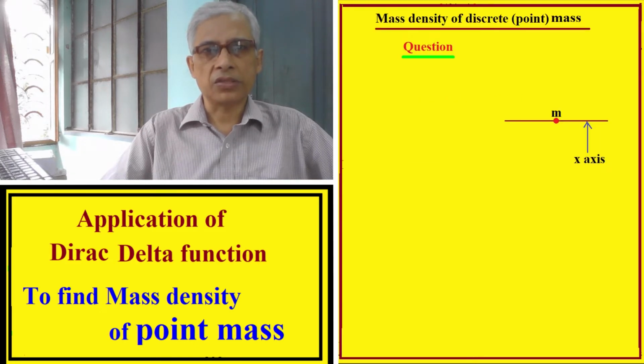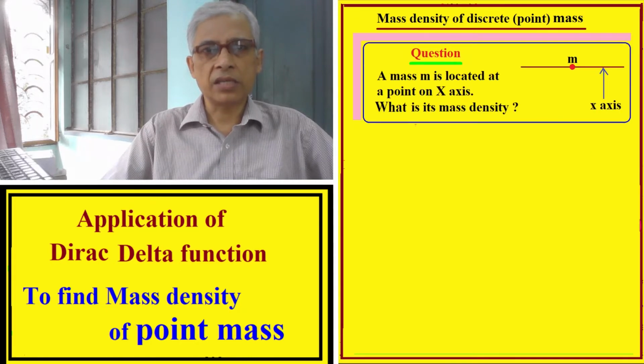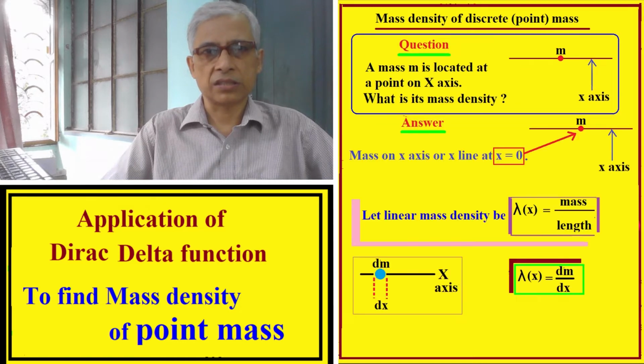A mass m is located at a point on the x-axis, so we are discussing a one-dimensional case. And our task is to find the mass density of this discrete presence of a mass. Let us come to the answer. Let us label the point where the mass is sitting as x equal to 0.